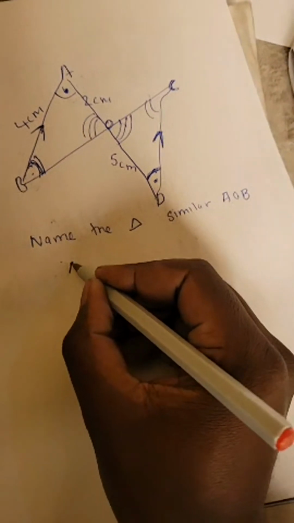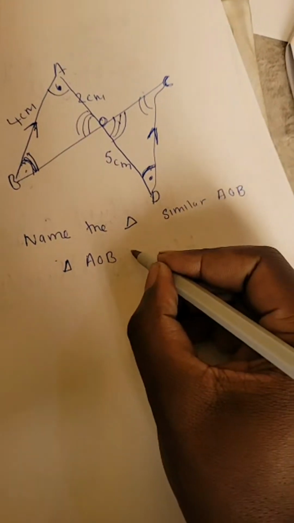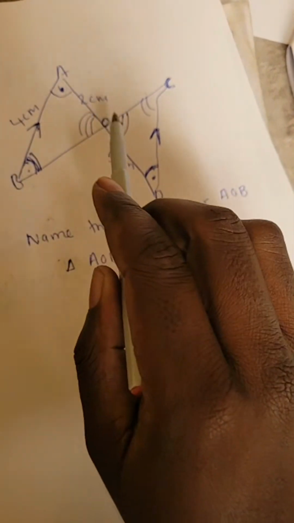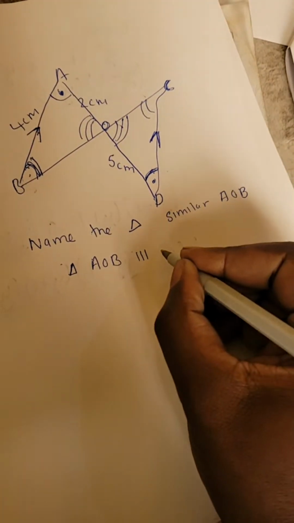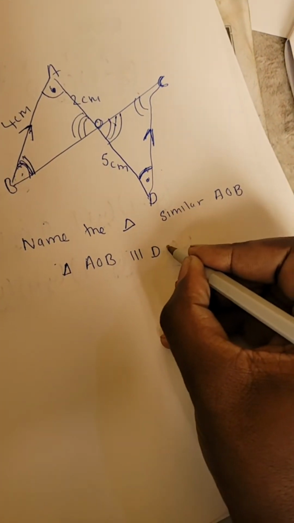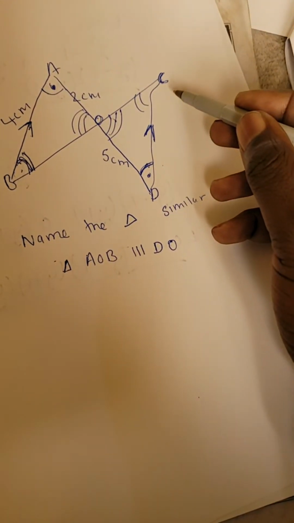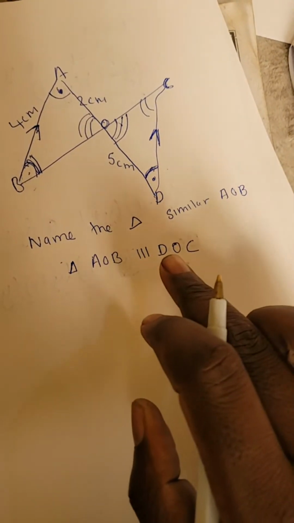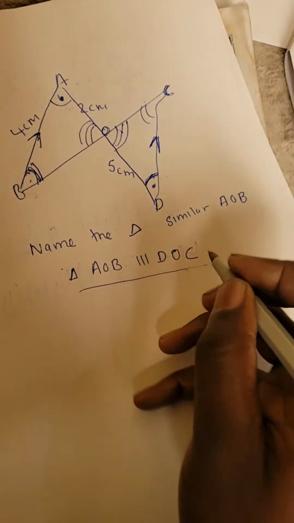So let's name the triangle which is similar to AOB. Angle A is the same as angle D, so we're going to say similar to angle D. Then angle O and angle O are also the same right here. Then the remaining angle is what? Angle C. So triangle AOB is similar to triangle DOC. Okay, so this one is answered correctly.